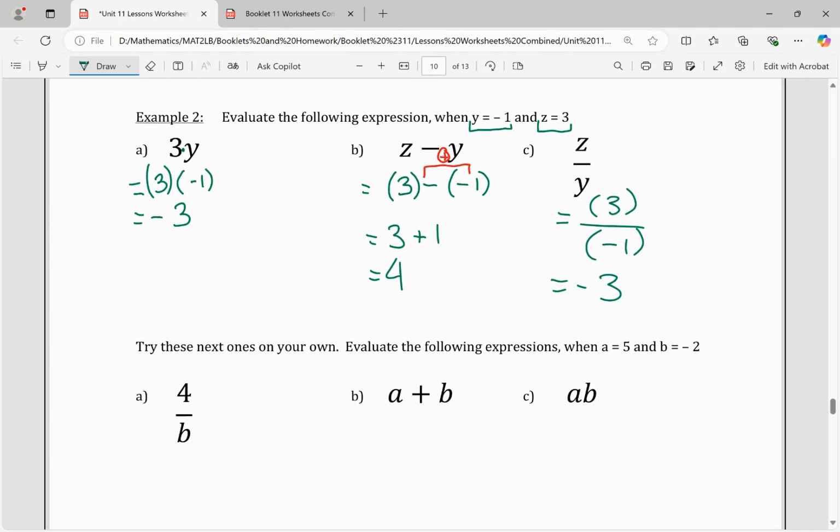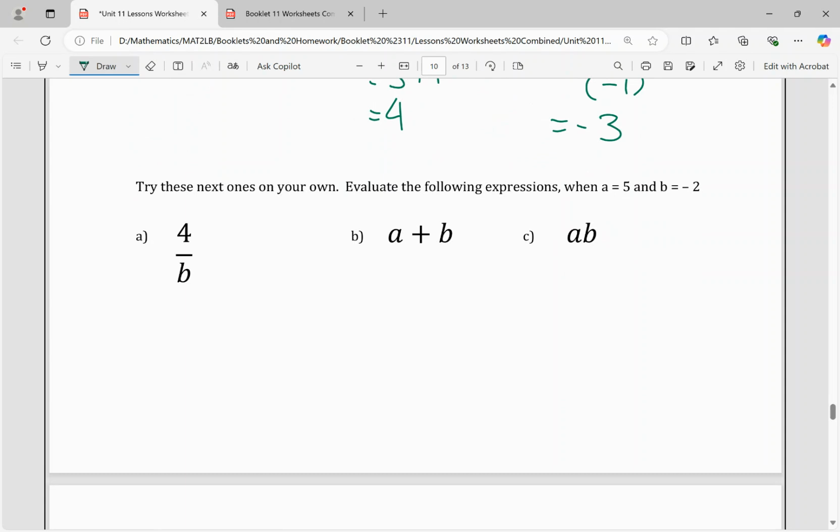Okay, try these next examples on your own and then make sure that your answers match mine. Here we have two potential variables, a and b. Now, if you see a, that's equal to 5, and if you see b, that's equal to negative 2. Here in the first example, we don't have a, we just have b, so that is 4 divided by negative 2. Now, 4 divided by 2 is 2. 1 positive, 1 negative makes the result negative. So the answer is negative 2.